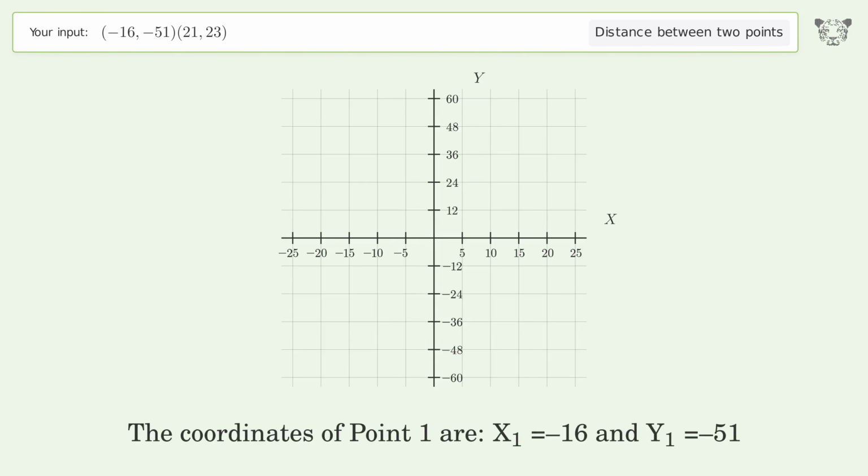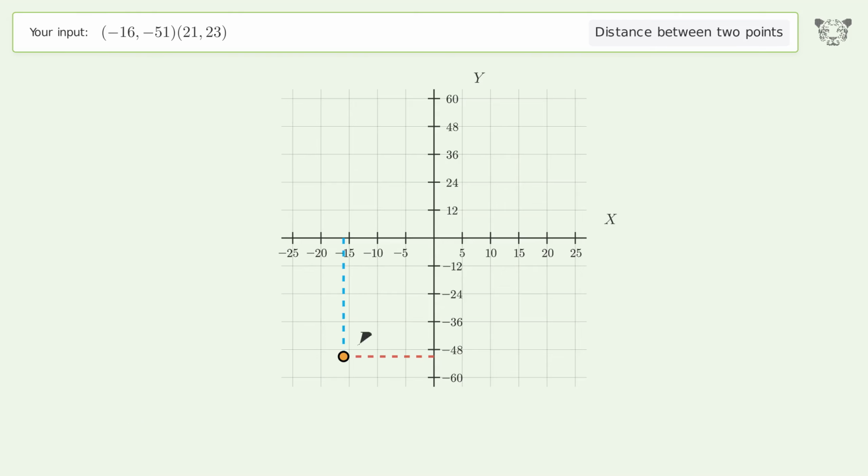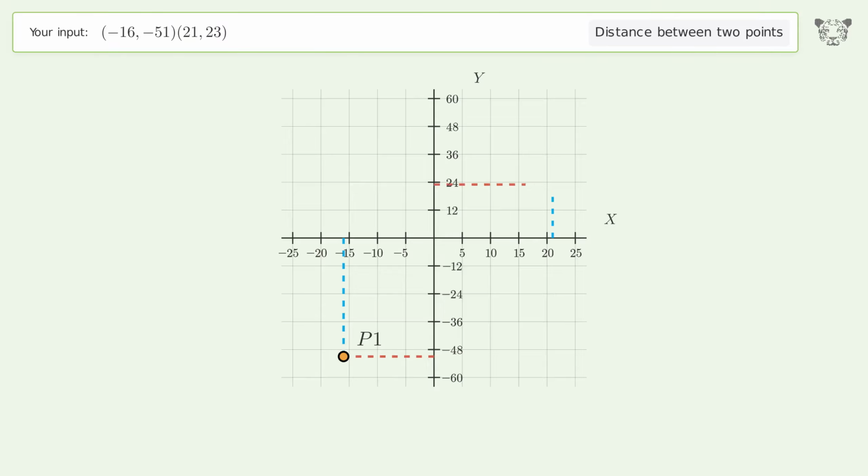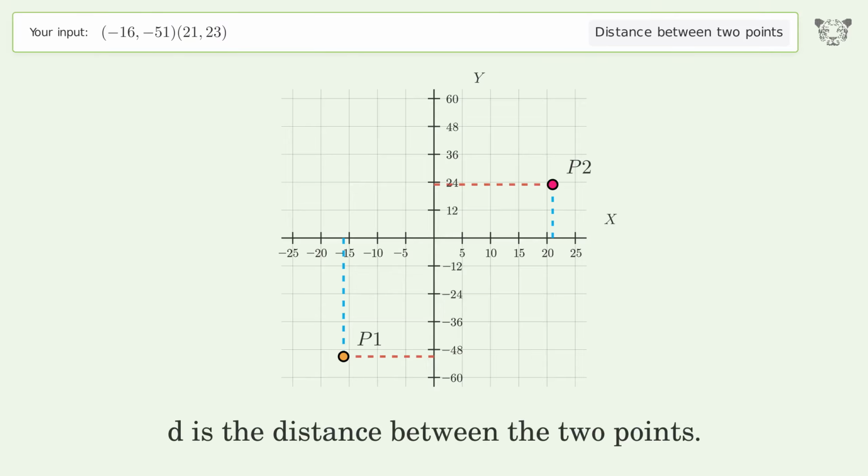The coordinates of point 1 are x1 equals -16 and y1 equals -51. The coordinates of point 2 are x2 equals 21 and y2 equals 23. D is the distance between the 2 points.